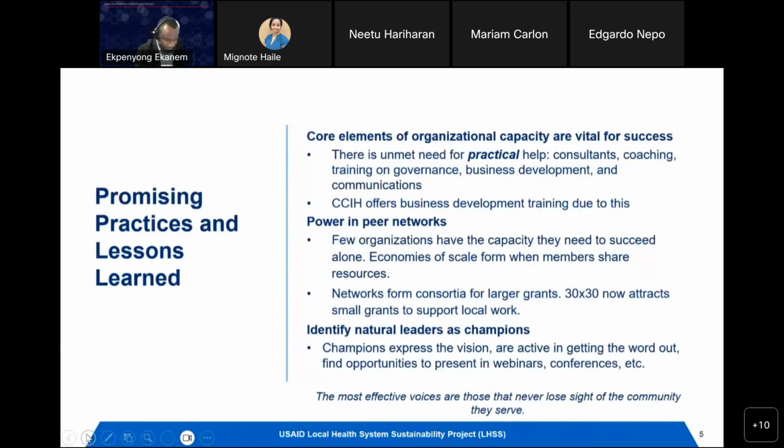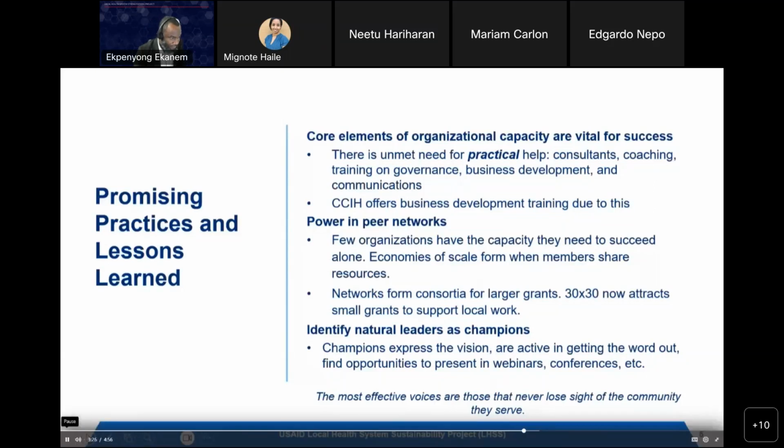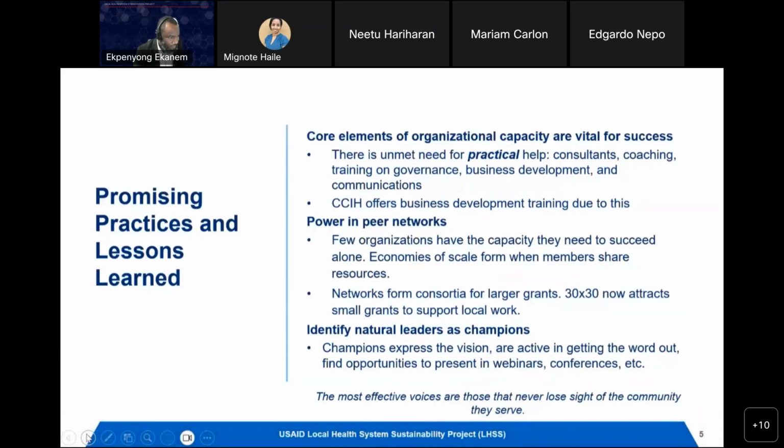First, core elements of organization capacity are vital for success and sustainability. In fact, in our original needs assessment, members noted that someone could give them $2 million, but without a good board in place or without good governance, there's no assurance that we would see the desired results. I think we've underestimated the need for practical help, not just assessments, but access to consultants and coaching and training to help with things like governance, business development, and communications. For this reason, CCIH started doing business development training this year and will run a virtual learning institute on that starting in October.